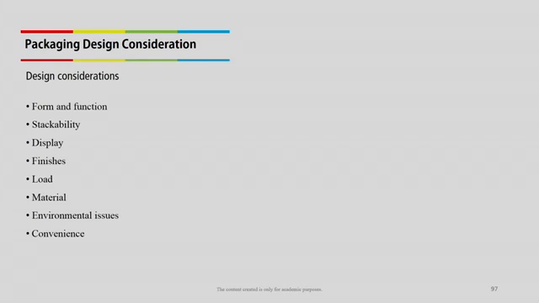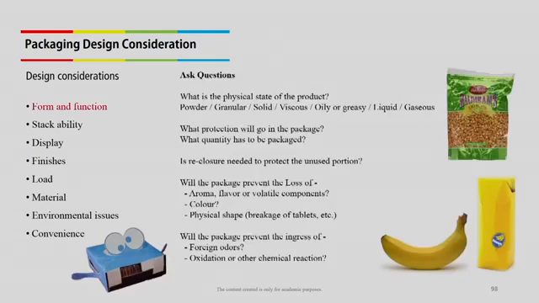Now, we will discuss design considerations in packaging. While designing a package, these are the things that should be considered: form and function, stackability, display, finishes, load, material, environmental issues and convenience. Now, we will discuss form and function. Any kind of form can ensure the functions of a package, but innovative form attracts customers.